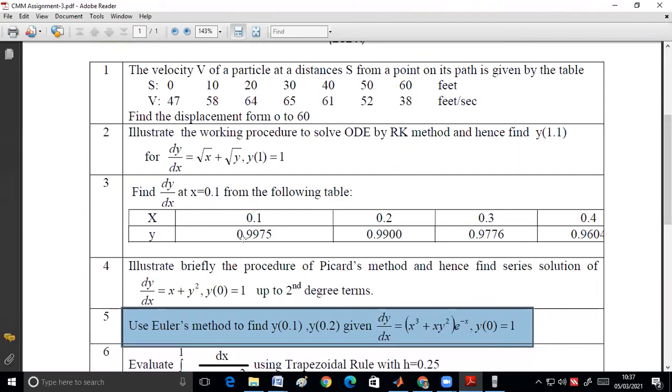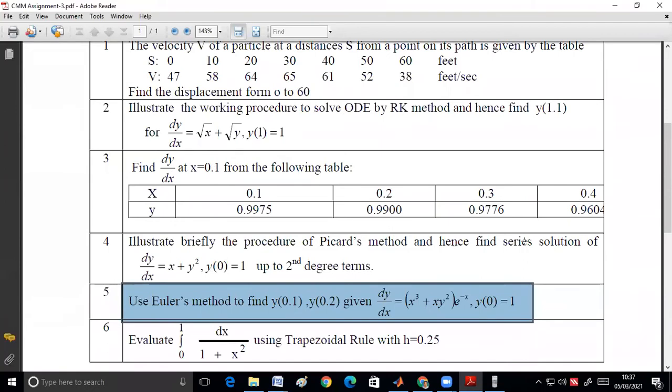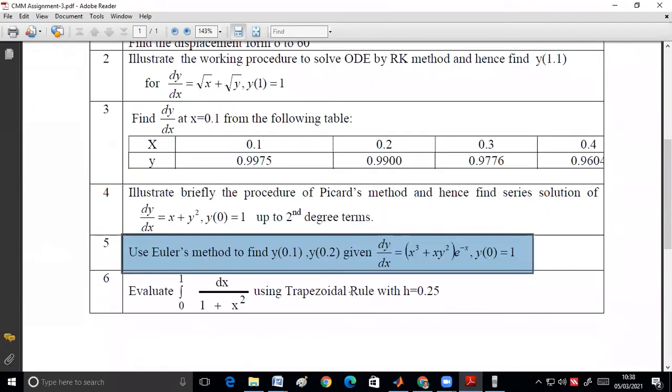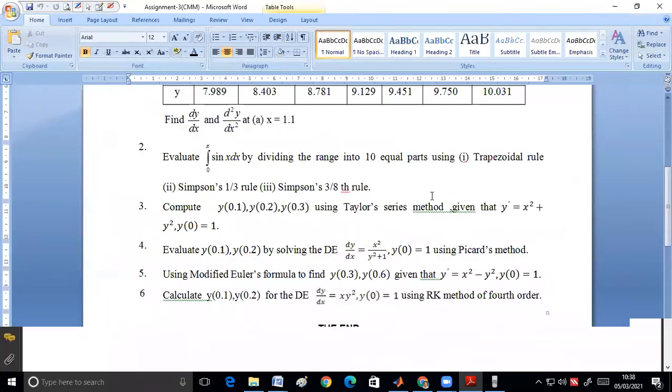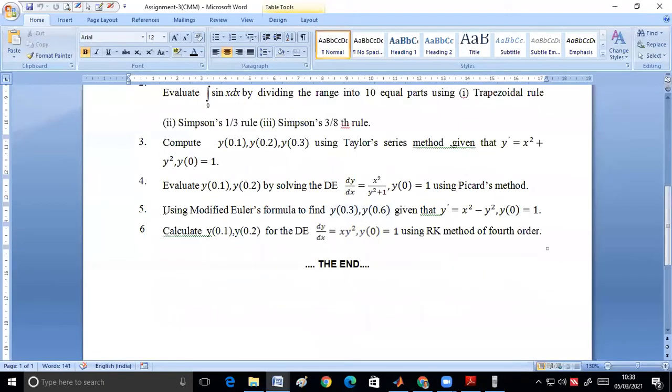This is the RK method and numerical differentiation, and also Picard's method, and Euler's method is already completed. Trapezoidal rule, yesterday we discussed about the trapezoidal rule. Now we will discuss the modified Euler's method. Okay, what is the method?